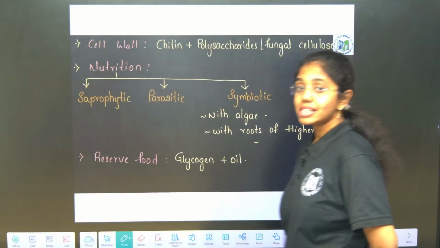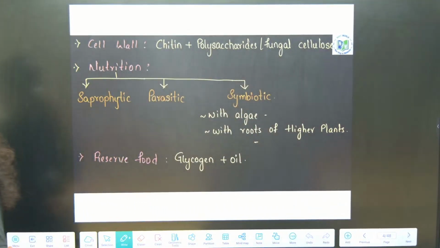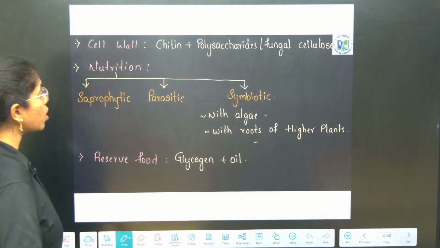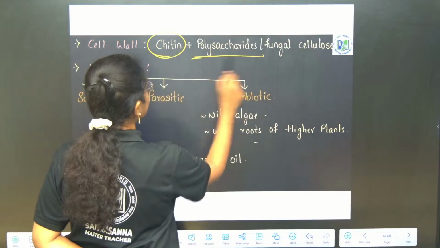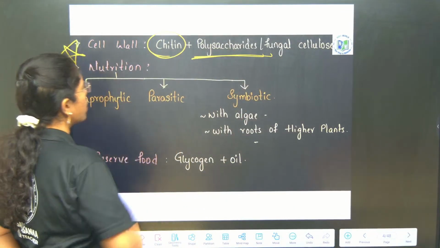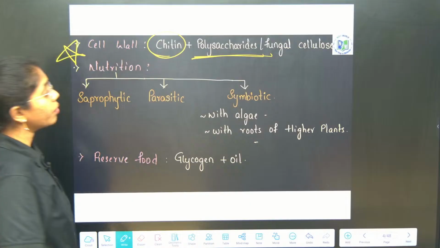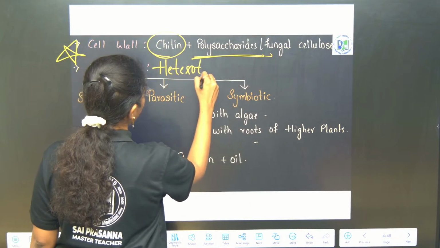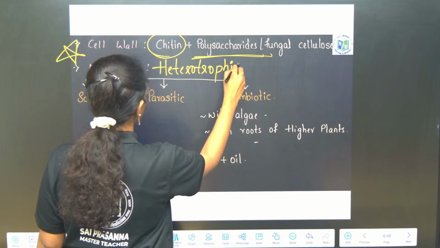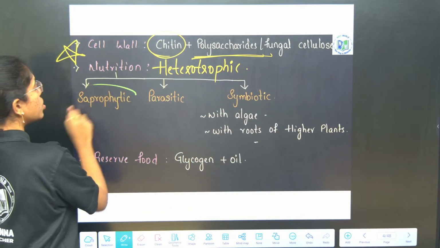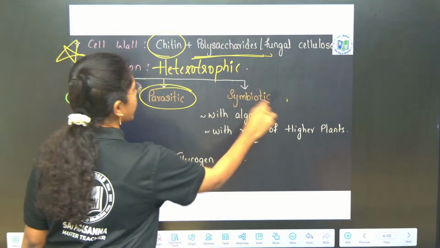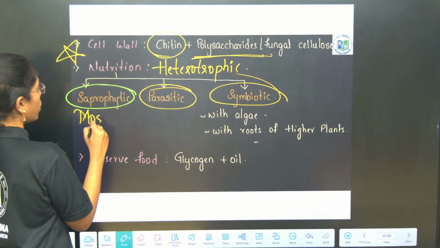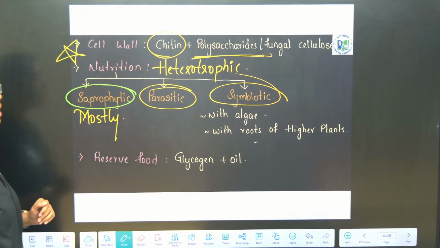Next, the cell wall is made up of chitin, a chitinous cell wall, which is also called fungal cellulose. It is composed of what? Chitin and polysaccharides. Composition is very important here. Next is nutrition. Nutrition is a purely heterotrophic mode of nutrition, wherein heterotrophic mode of nutrition can be saprophytic, parasitic and symbiotic. Mostly fungal nutrition will be saprophytic.